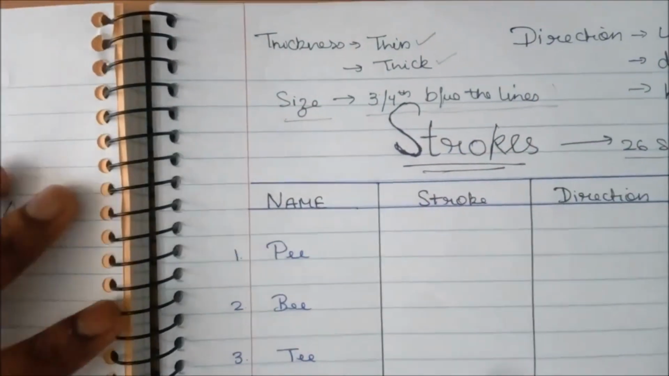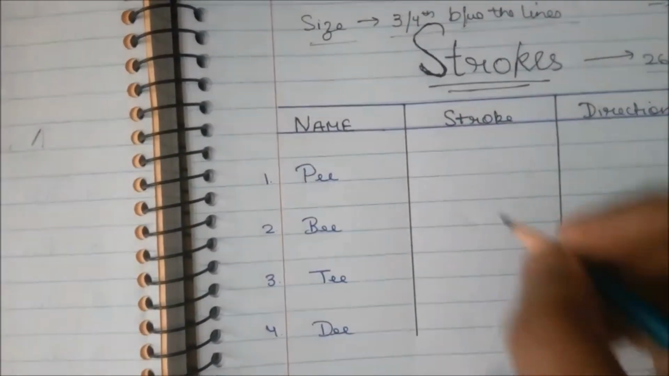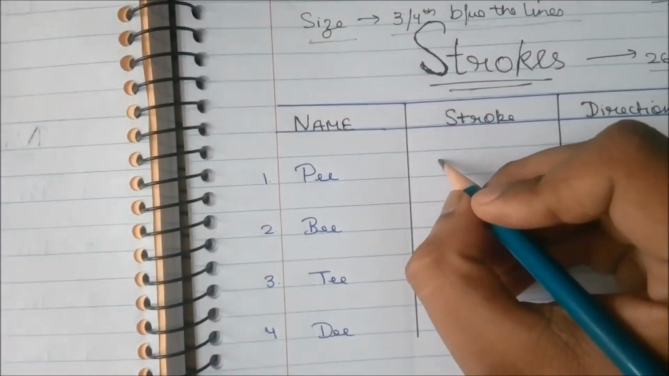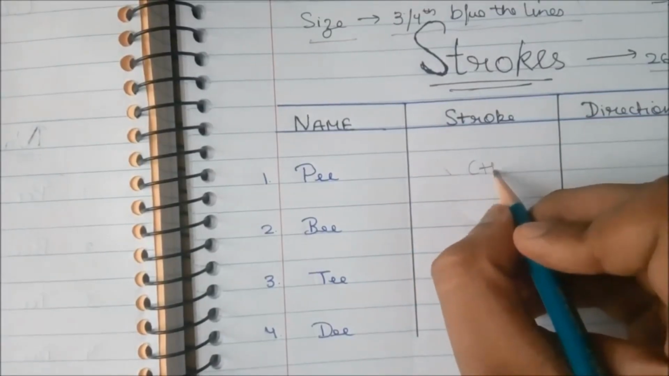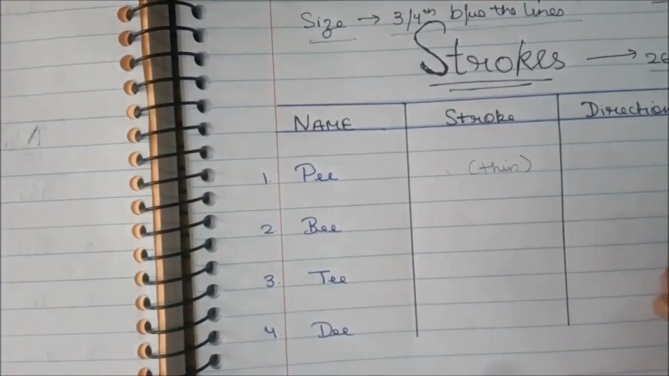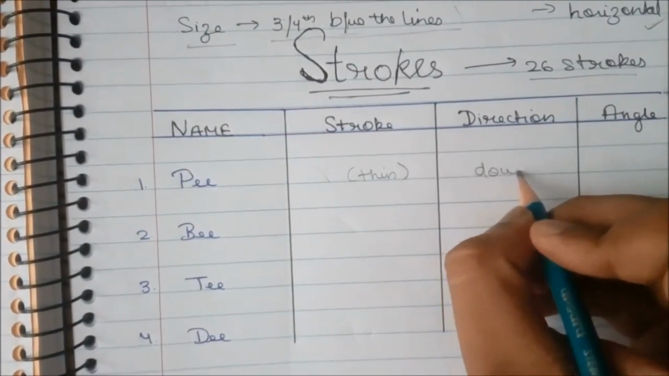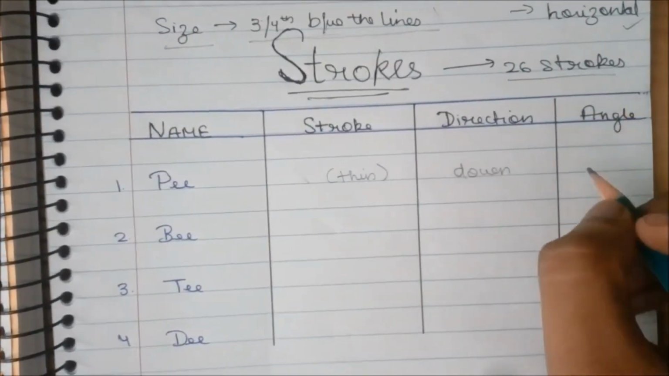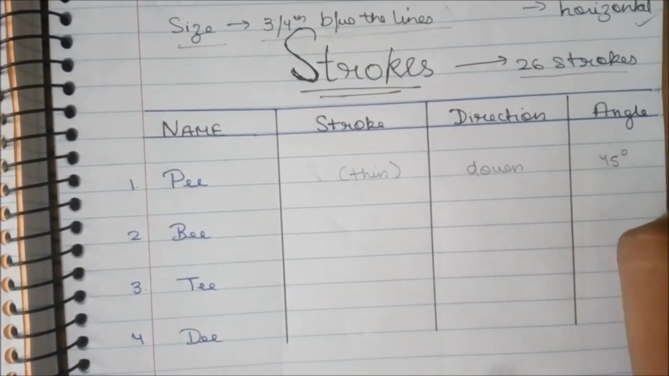So let us see the number one stroke, that is P stroke. It is a thin stroke and its direction is downwards, and it makes an angle of 45 degrees with the vertical.